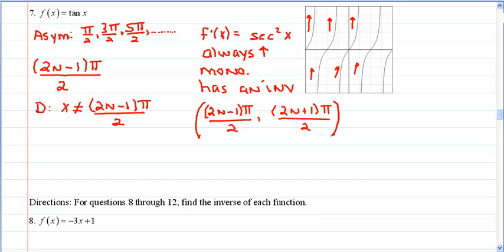So if you pick a value for n, say 1, you have 1 times 2 minus 1 is pi over 2, and then use that same value in for 2n plus 1, and you get 3 pi over 2. So therefore, you would be looking at just one branch of the curve. So it only has an inverse when you're looking at one part of the tangent curve.